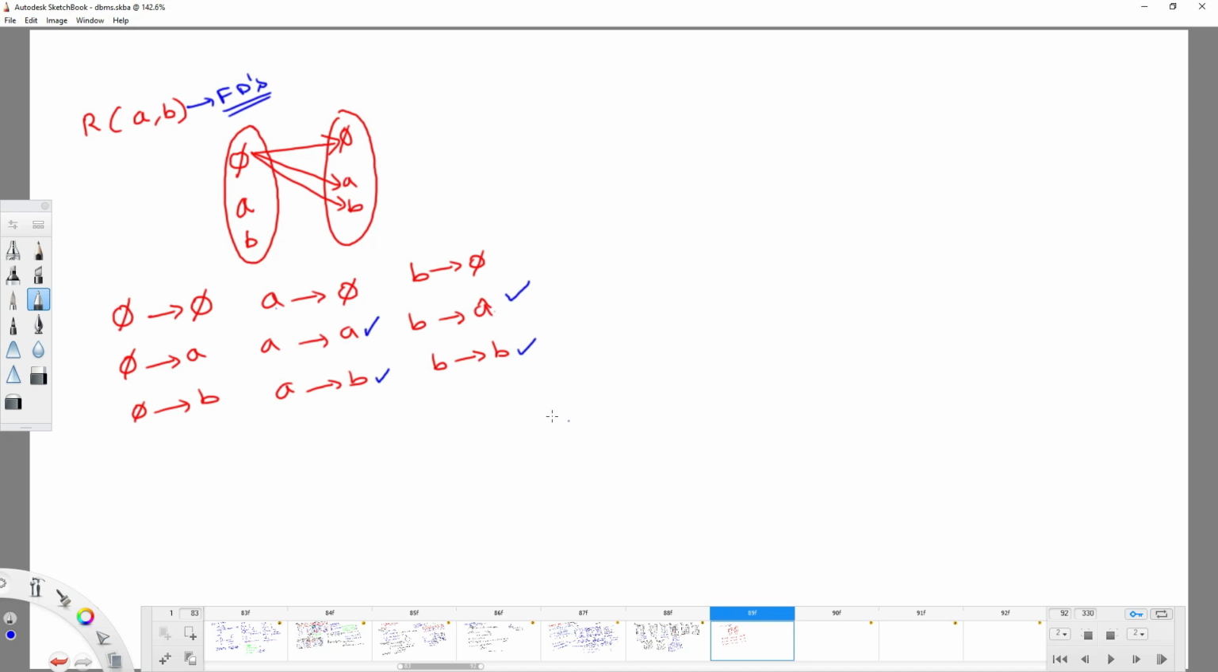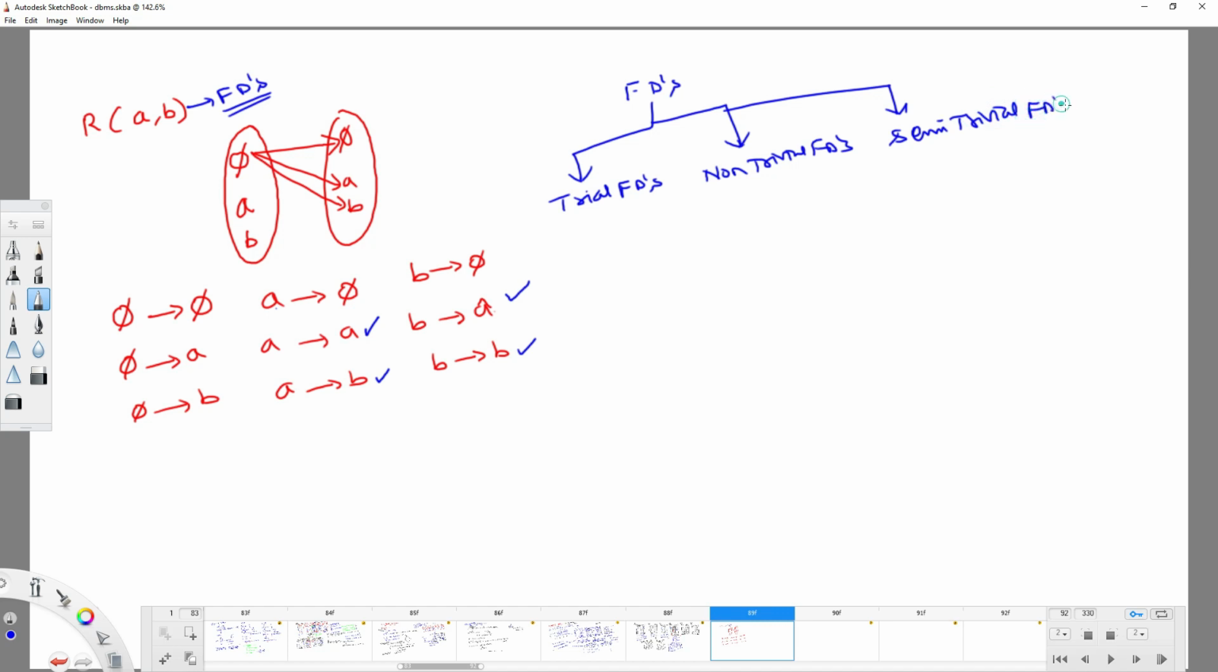Right? So, thing is here, I can say them basically as different types. One is trivial functional dependencies. Another kind of thing is non-trivial functional dependencies. Another kind of thing is semi-trivial functional dependencies.